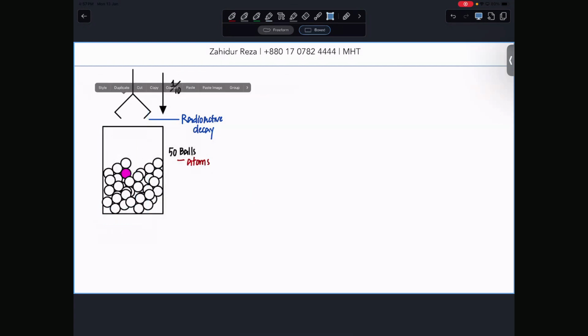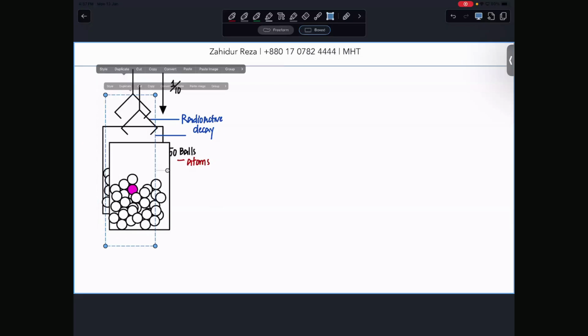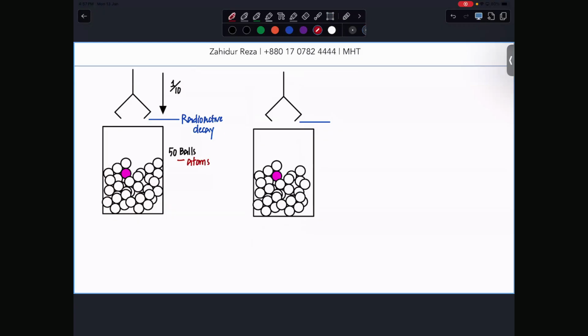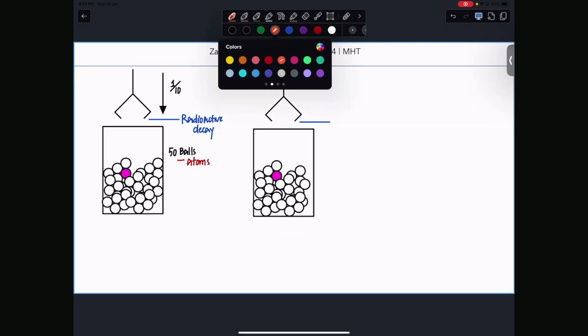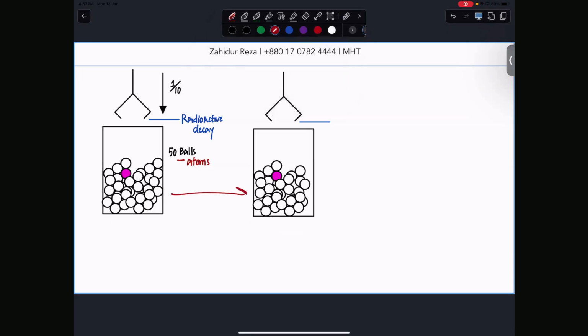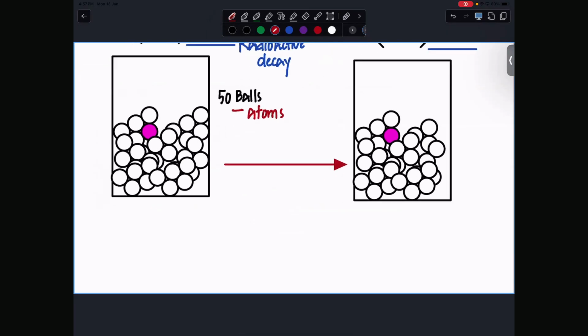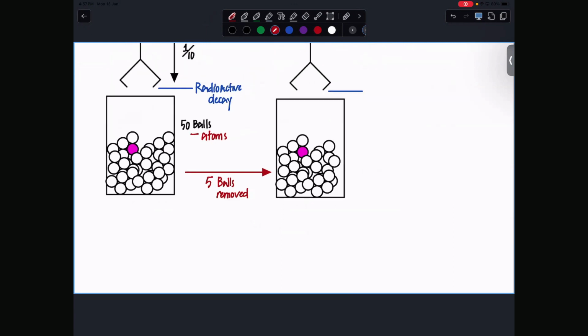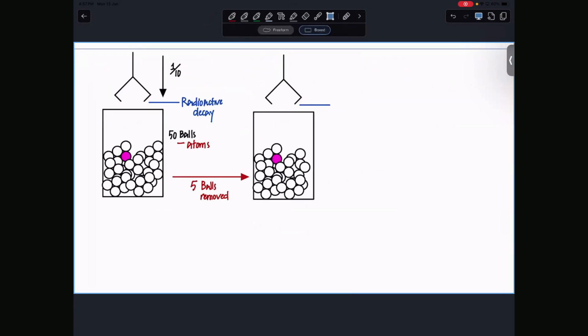If I scoop here, can you tell me how many will come out from this? 5. So how many balls will be released here? 5. So 5 is removed, and this is without replacement. That means the number here will now decrease. How many are left? Very good, 45. So we'll repeat this process.